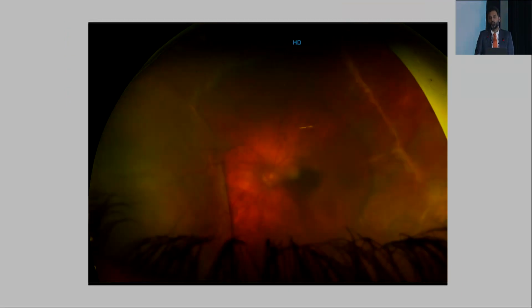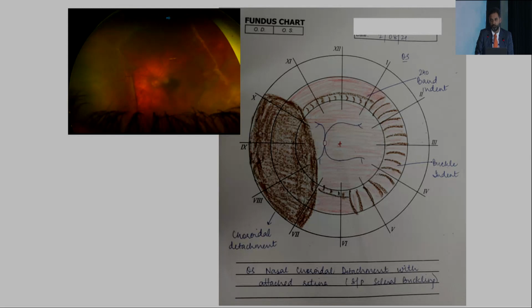This patient now has a choroidal detachment. You can see that a scleral buckle is in place, a rather high posterior buckle, and you can see that there is a choroidal detachment nasally. So you have to show the presence of a buckle in the diagram. You have to show the presence of choroidal detachment in the diagram, and so that's what you have.